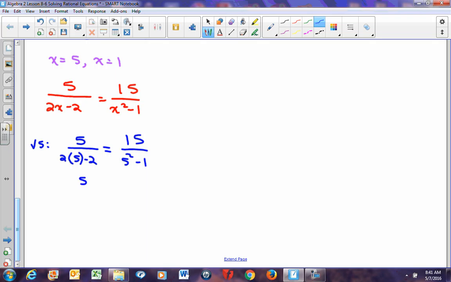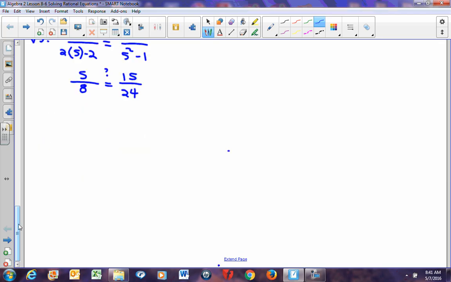So this would be 5 over 10 minus 2, which is 8. Does that equal 15 over 24? Because 25 minus 1 is 24. Well, I know 15 over 24 reduces to 5 over 8, so we know that 5 is a solution. So that works. So now I have to check the solution of 1.